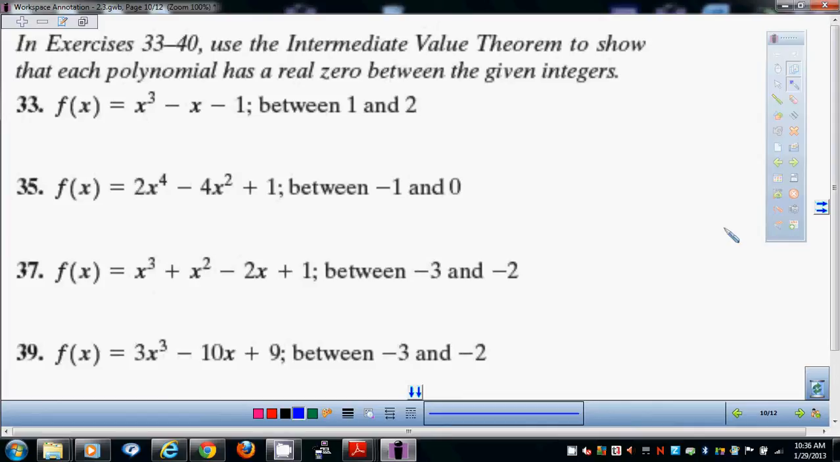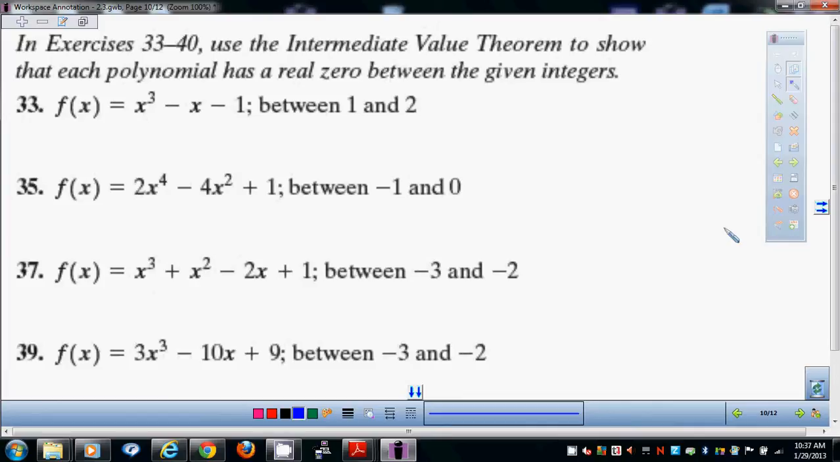Negative, positive. If there is a 0 between these, then that means one should be positive, the other should be negative. That way, for them to connect, they had to go through 0. So, all you have to do on this slide, the intermediate value theorem, to test if there's a root between those two numbers, is plug them in.